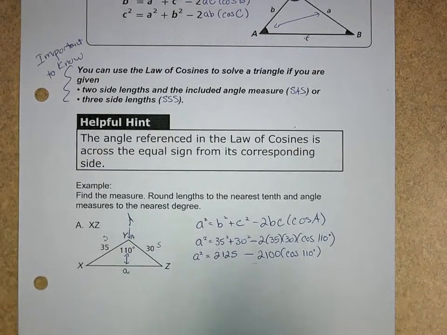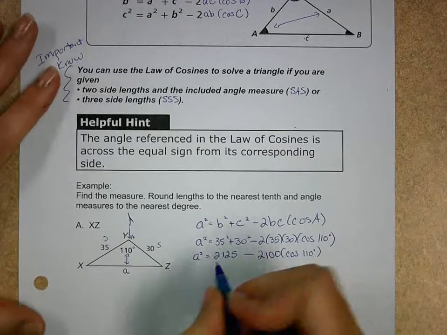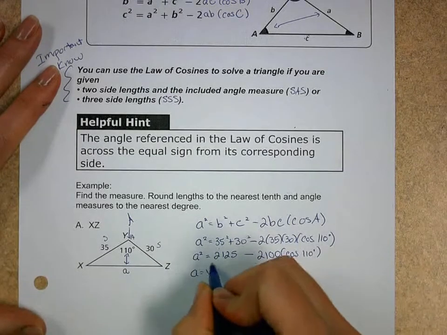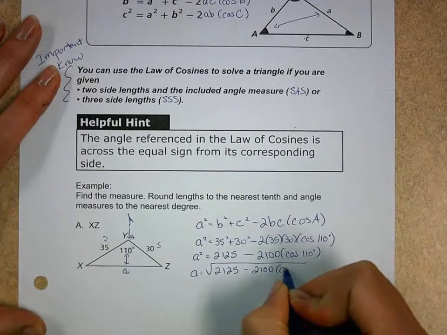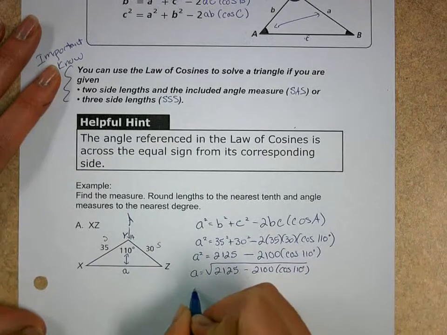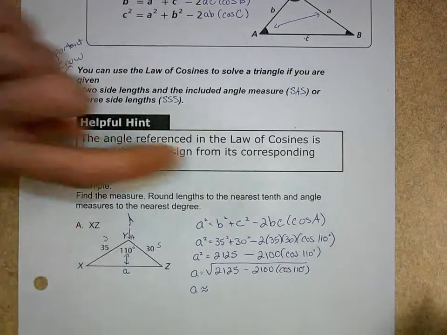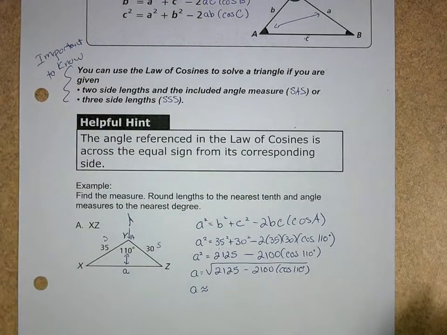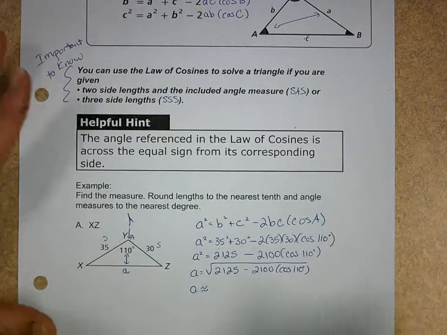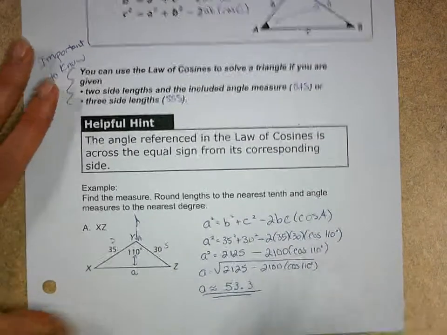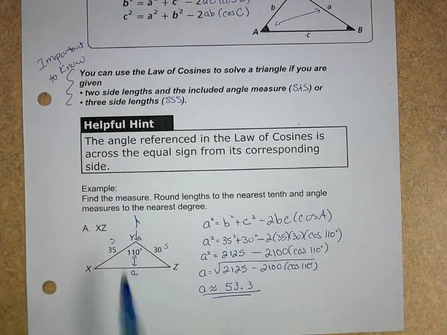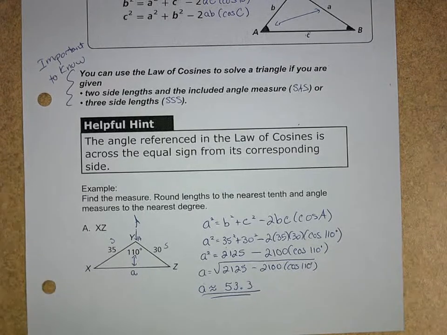What that does is it keeps us from having a lot of extra stuff where we can lose track of signs and things. So what I do next is take the square root of both sides. This is what I'd love to see you plug into your calculator. When you do that, what would you get to the nearest tenth? Because I asked for the sides to the nearest tenth and angles to the nearest degree. What did you get for that side? 53.3. And if you notice, that's reasonable. This is 110 degrees. The other two are acute angles, so they should be smaller than this one. It's kind of cool how that works out.